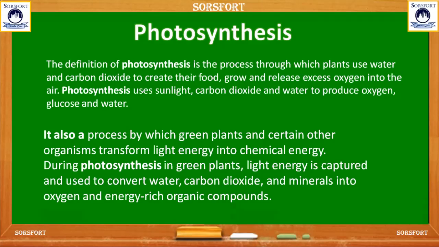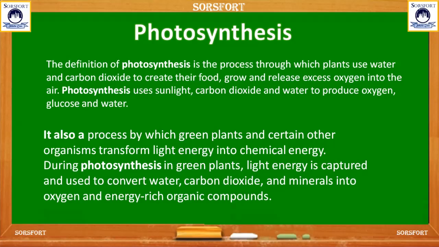You already know from the definition that plants use the sunlight also. So that is light energy, and as the output of photosynthesis, we are getting glucose and oxygen. It's nothing but chemical energy. So it is one of the processes through which light energy is converted to chemical energy.